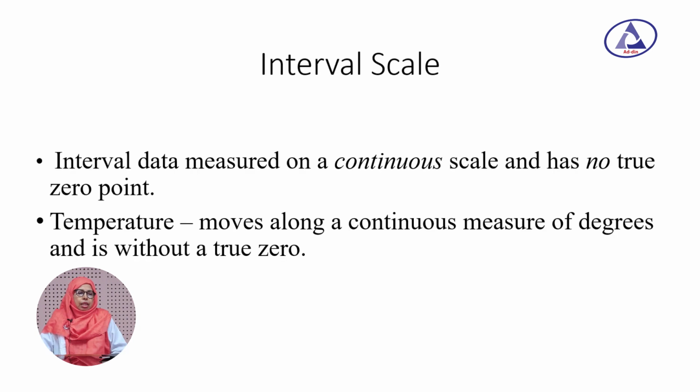Interval scale: this interval data measures a continuous scale and has no true zero. That means here 0 means something, it is not absolute 0. In the case of temperature, we can describe +2, +3 degrees Celsius or -1, -2 degrees Celsius. Even 0 degrees indicates something, it is not absolute 0. It has some value in the interval scale.